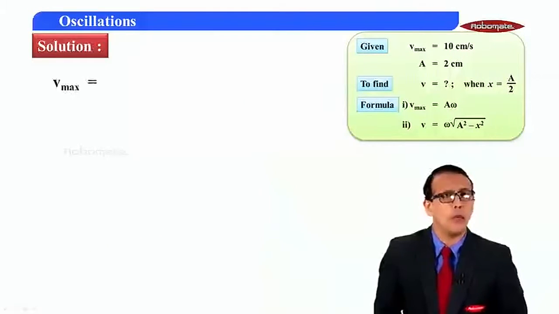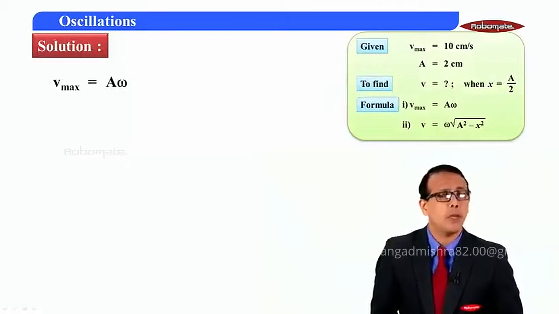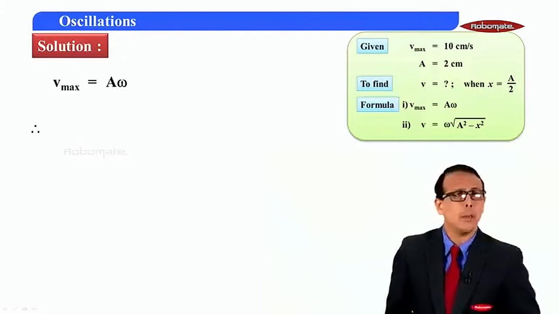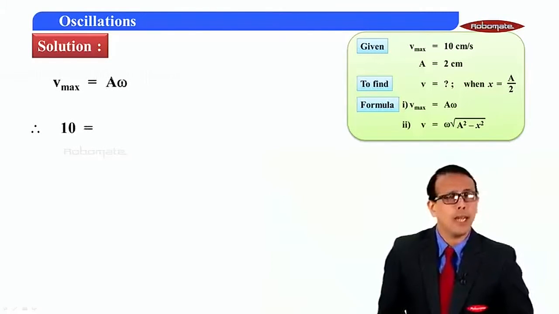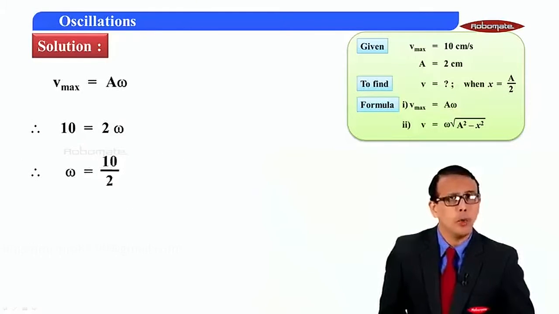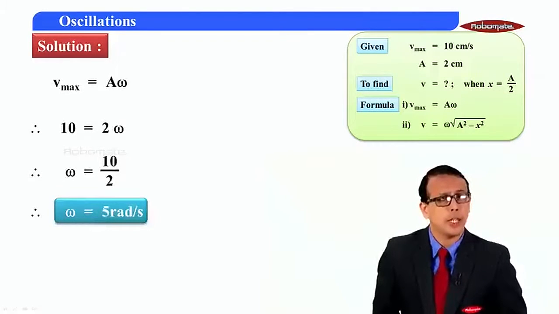To begin with, we know Vmax is A omega. We know the respective values of Vmax as 10 and amplitude is given as 2. So the next step becomes, therefore I can write 10 is equal to 2 into omega, therefore omega becomes 10 upon 2, which we know is 5, and hence omega is equal to 5 radians per second.